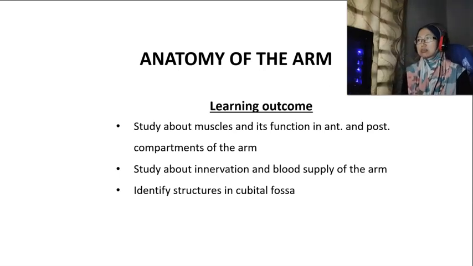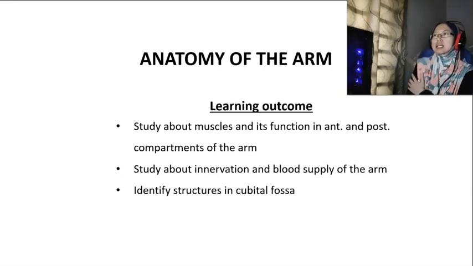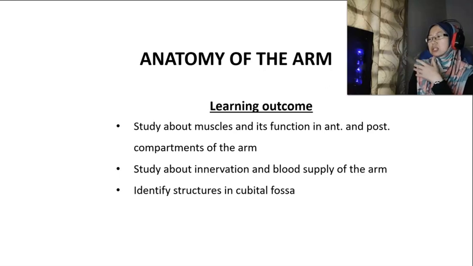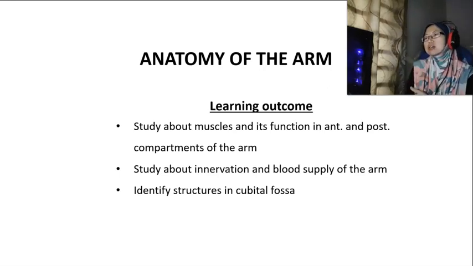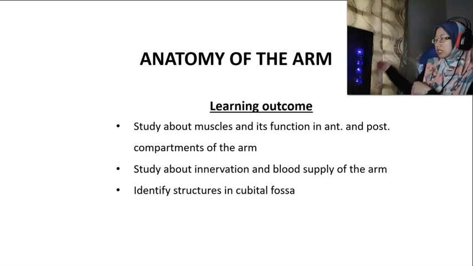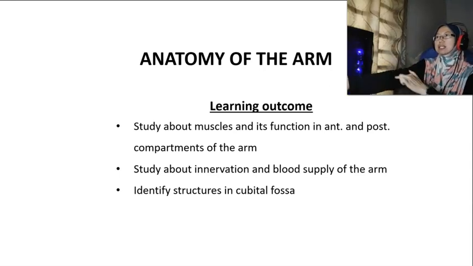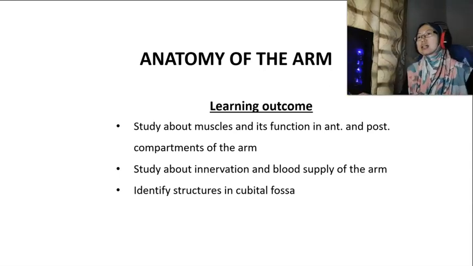Okay, let's proceed. In this lecture we will learn about muscles in the anterior and posterior compartment of the arm, and also the nerve innervation and blood supply to these muscles, and also we will learn about structures in the cubital fossa. Okay, ni dekat pelipat ni, this is your cubital fossa.